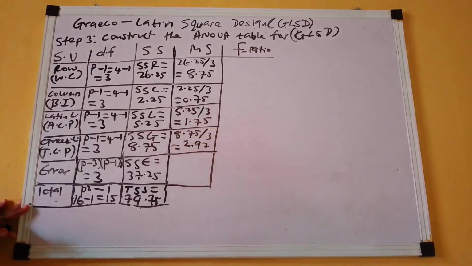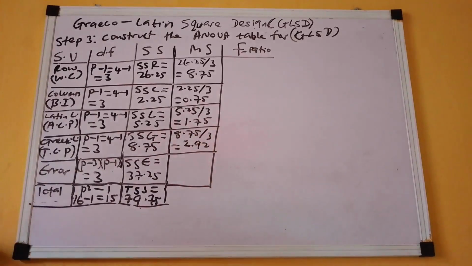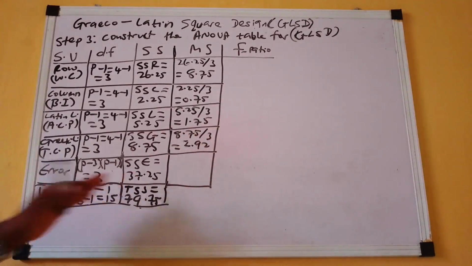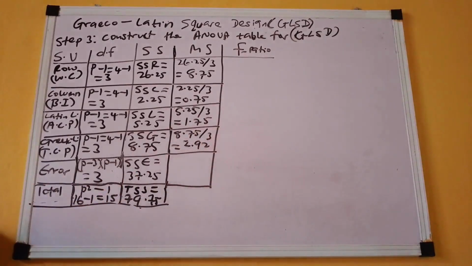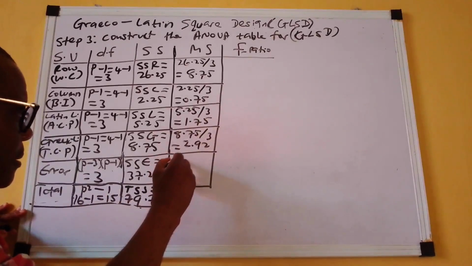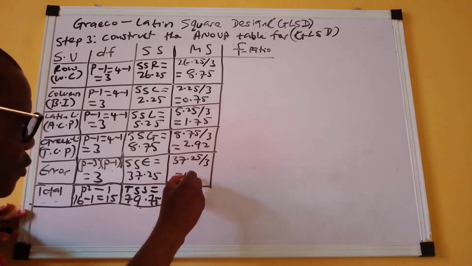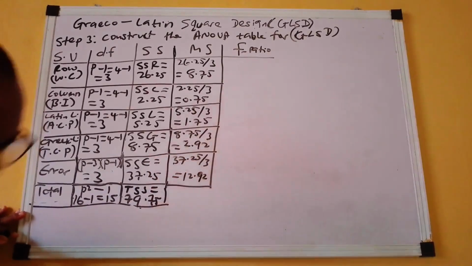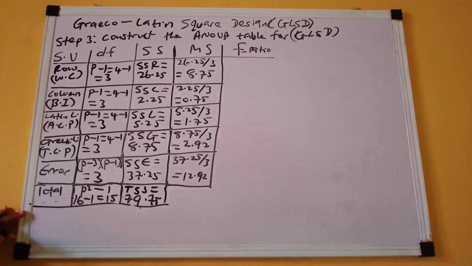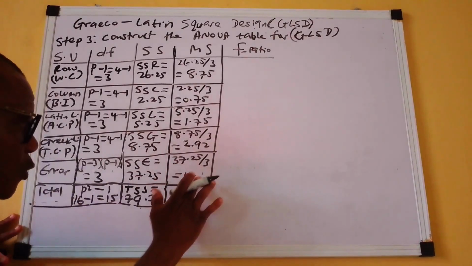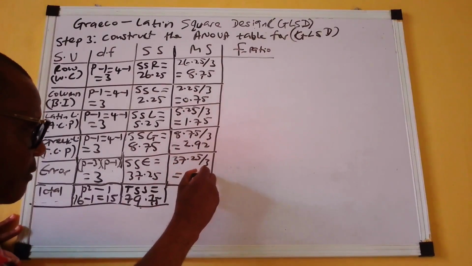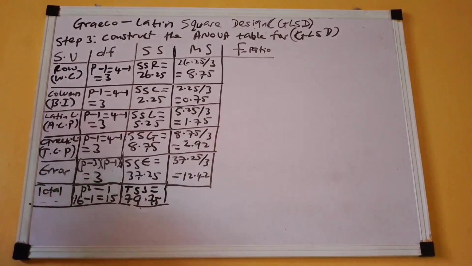2.92. That's what you are going to have. Then 37.25 divided by 3. 7.25 over 3. That will be 12.42. You are going to have 12.42. So that is what you are going to have.